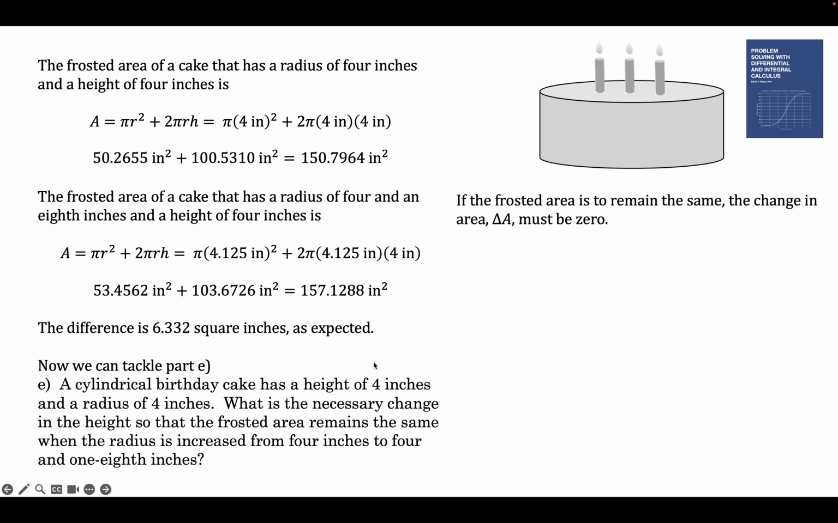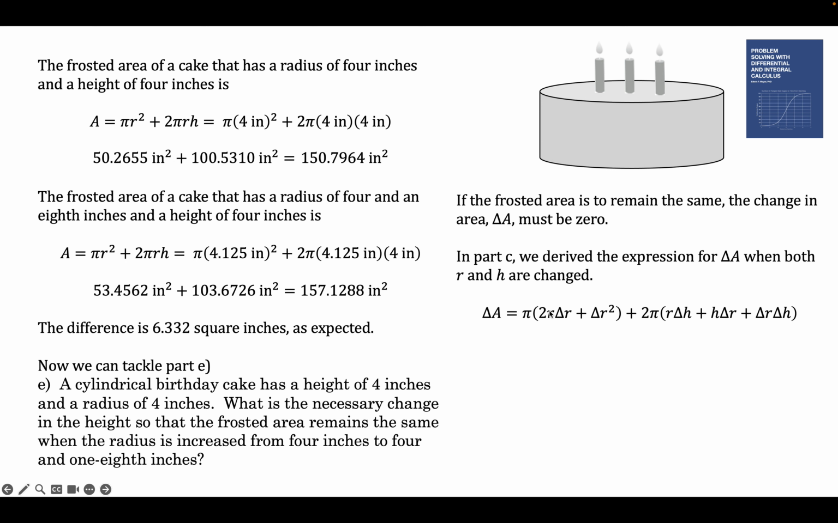So delta A is going to be 0 for the frosted area to remain the same. So we have this big expression when both are changed. Here it is. We want delta A to be 0. Our only unknown is delta H. How does the height have to change?